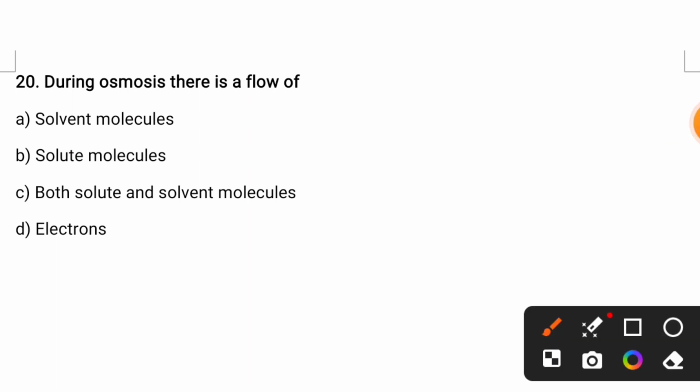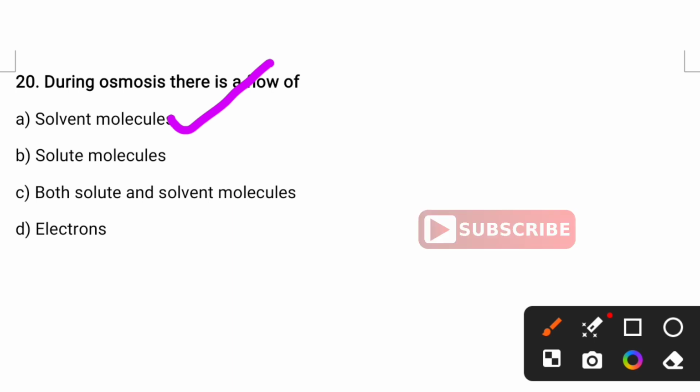During osmosis, there is a flow of solvent molecules, solute molecules, both solute and solvent molecules, or electrons. So the correct answer is solvent molecules. Movement of water molecules from the higher concentration to the lower concentration is called osmosis.